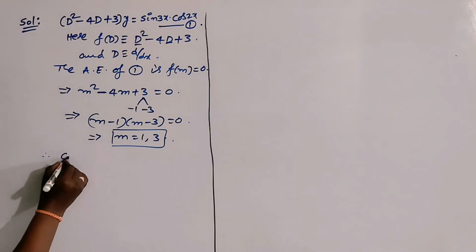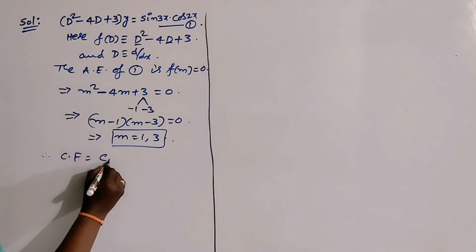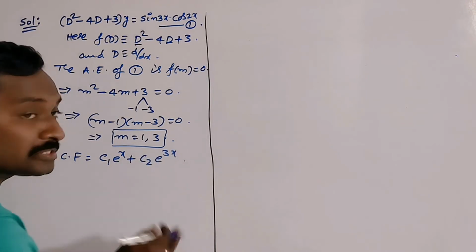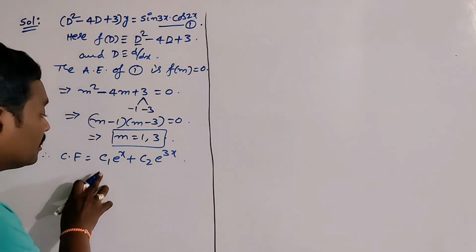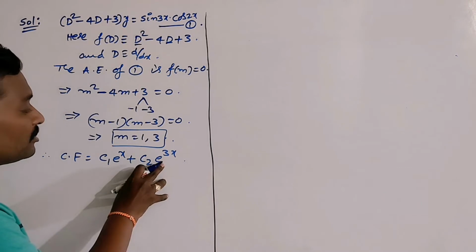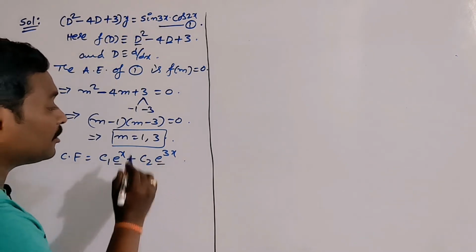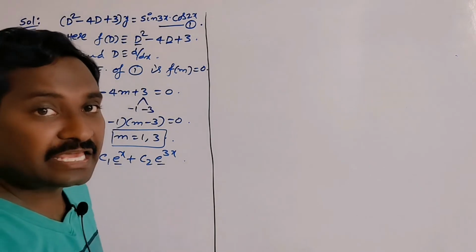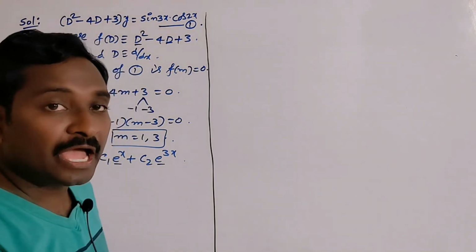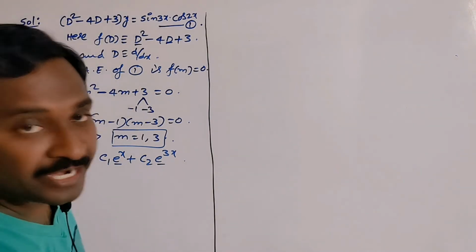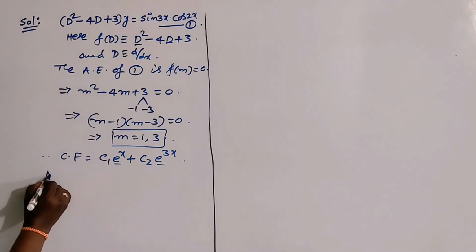So how can we write complementary function in such cases? C1 into e power x plus C2 into e power 3x. You can also write complementary function as C1 into e power 3x plus C2 into e power x, because e power x and e power 3x are known as linearly independent solutions. So you have to write the complementary function in any combination. Don't forget it.